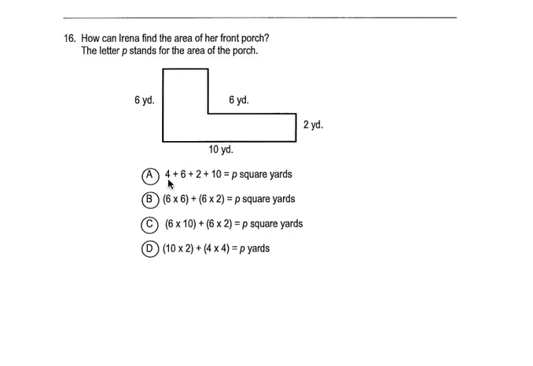A, 4 plus 6 plus 2 plus 10 equals P square yards. B, 6 times 6 plus 6 times 2 equals P square yards. C, 6 times 10 plus 6 times 2 equals P square yards. D, 10 times 2 plus 4 times 4 equals P yards.